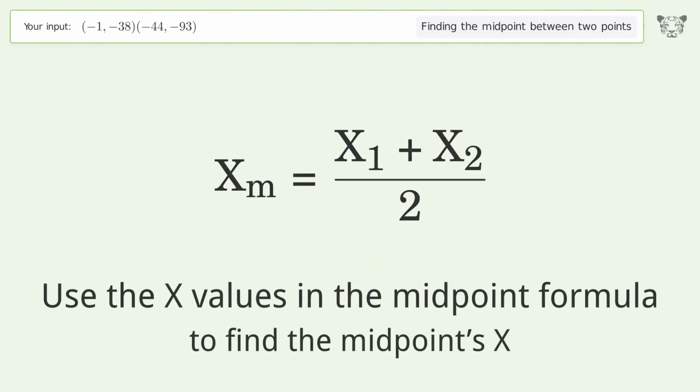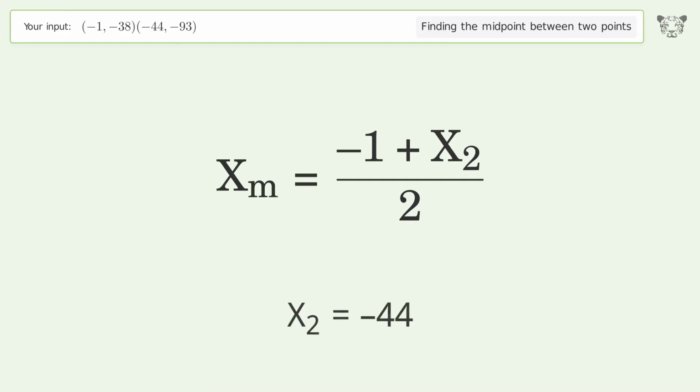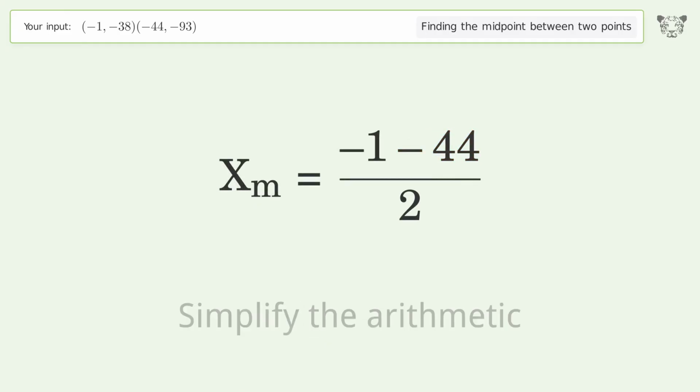Use the x values in the midpoint formula to find the midpoint's x. x1 equals -1. x2 equals -44. Simplify the arithmetic.